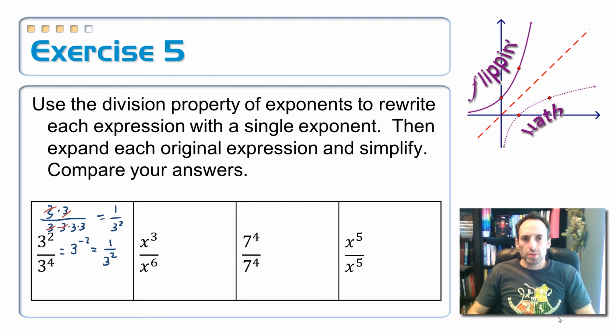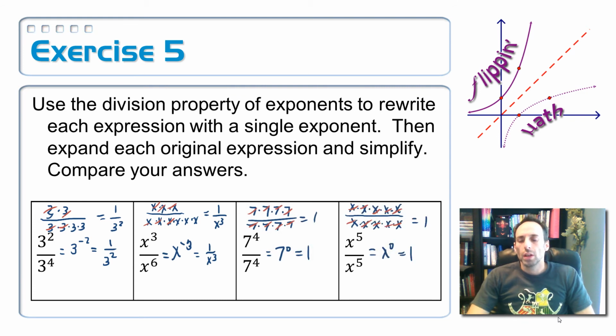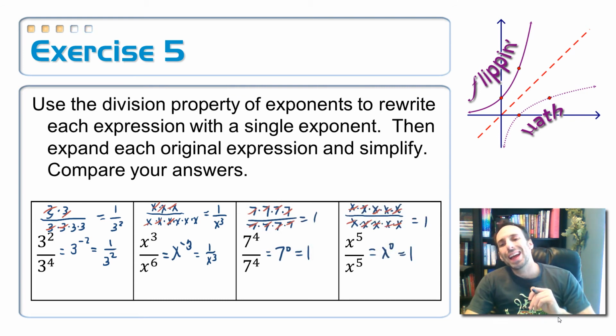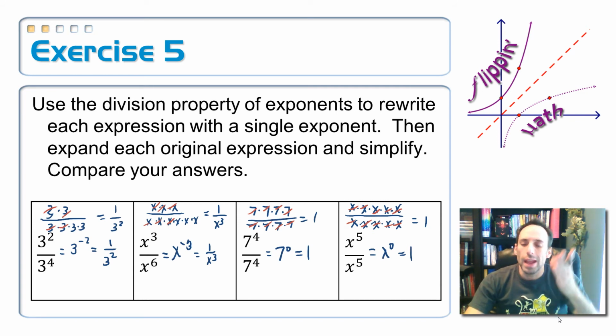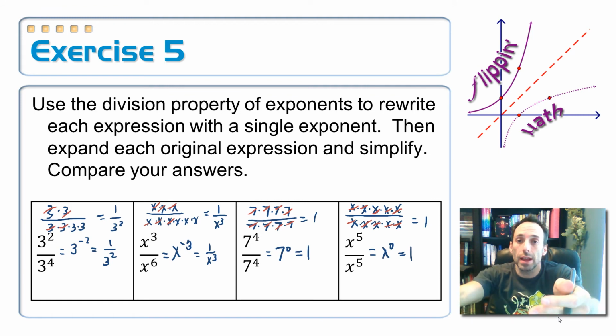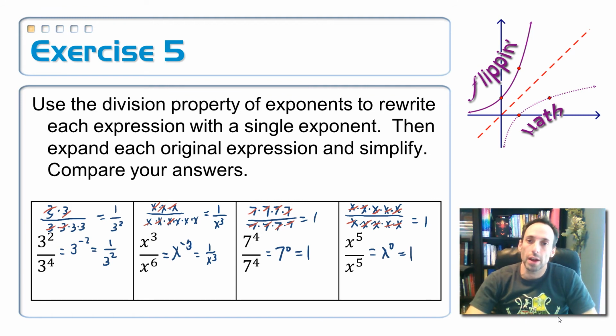Okay, so perhaps some weird things happen. Let's see here. On the second one, x to the 3rd divided by x to the 6th, use the division property and I subtract them, I get an exponent of -3. So I go back to simplifying the expression by expanding it out and then canceling out like factors. I get that that's the same thing as 1 over x to the 3rd. Okay, so when you have a negative exponent, what it means is basically the reciprocal, that you're supposed to take that power and put it down on the bottom of the fraction.